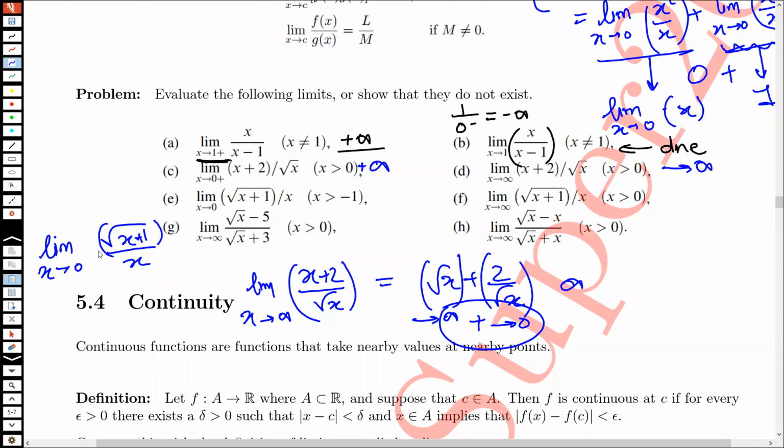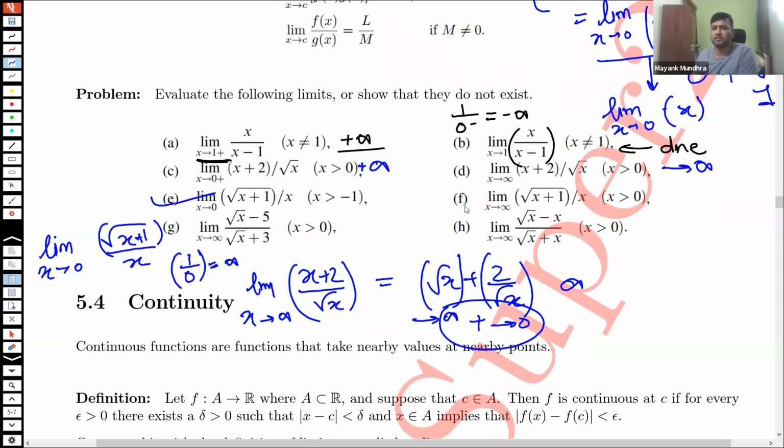It becomes 1 and then positive. So it will be 1 by 0, which is infinity. Okay, so it's very straightforward.